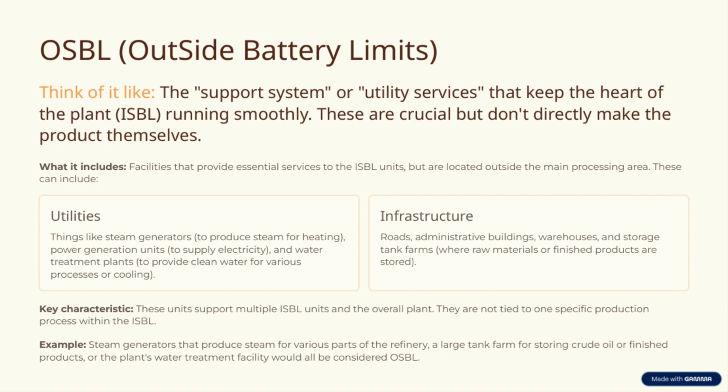A key point to remember is that these units support multiple ISBL units and the entire plant as a whole. They are not tied to just one specific production process inside the ISBL. For instance, steam generators serve various parts of the refinery, a large tank farm stores crude oil or finished products, and the water treatment facility supplies clean water across the plant. So, in essence, OSBL acts as the backbone for the plant's operation, supporting, supplying, and enabling the main processing units to function efficiently and reliably.